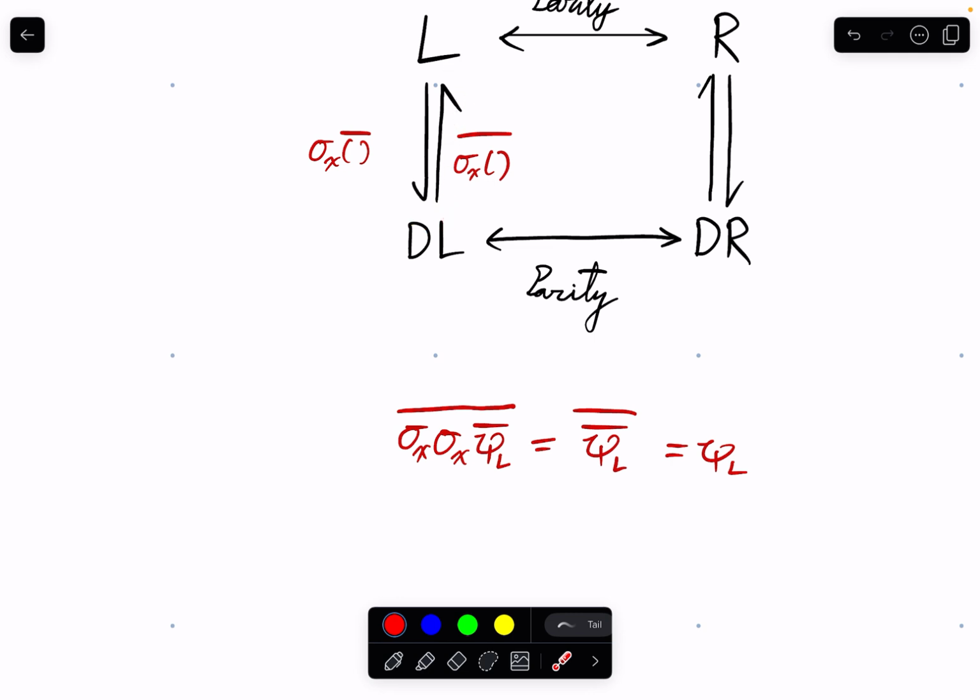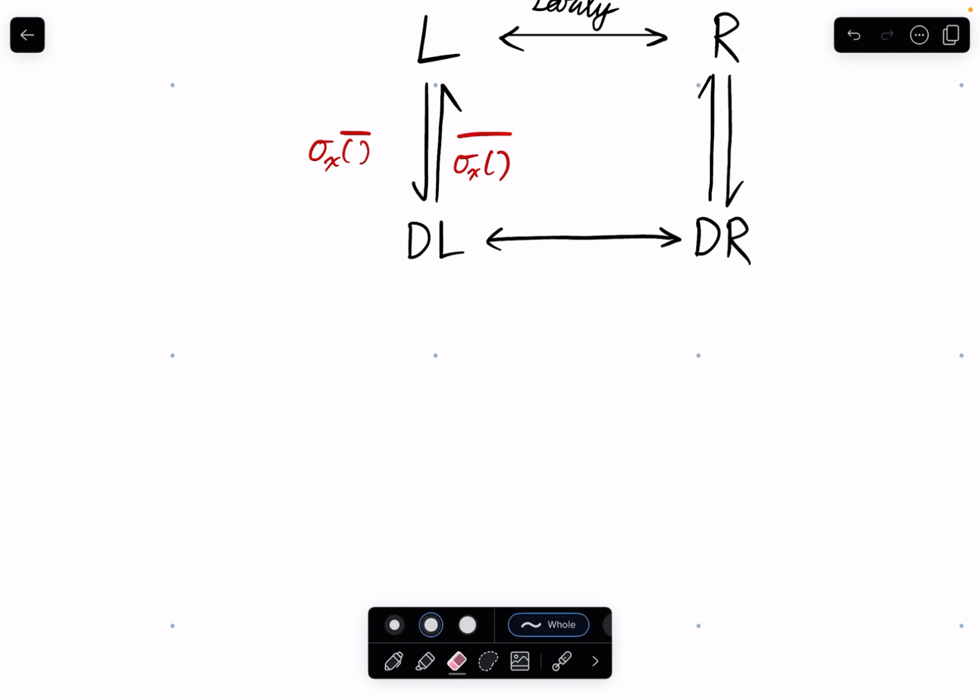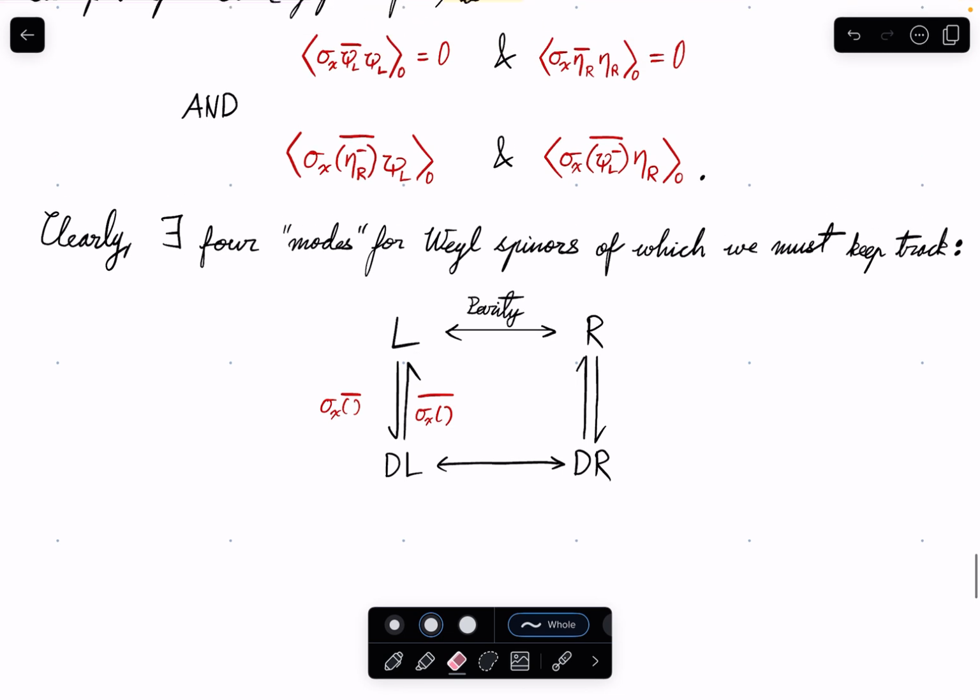And this right here is actually the same. So I'm just going to clean it up. Put it like this. So you can see that things are related through parity and through going from the normal ones to the dual ones.